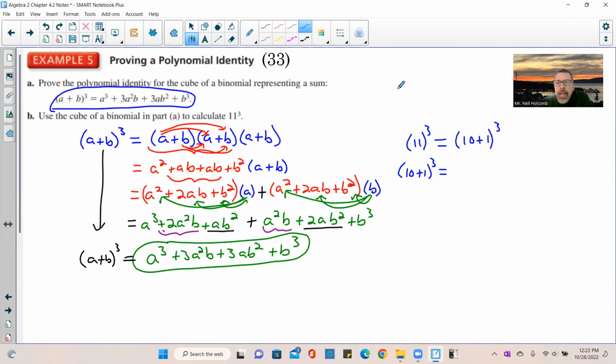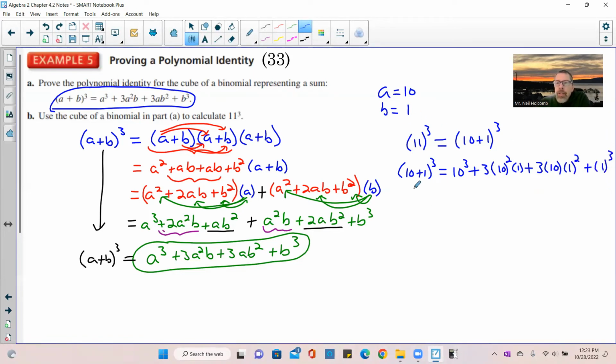So in this case, I have a equals 10 and b equals 1, right? (a plus b) cubed is going to equal a cubed. Well, a cubed is 10 cubed. Then it's going to be plus, I'm just following this, or we can look up here, 3 times a squared b. 3 times a, which is 10, squared times b, which is 1, plus, now we're here, and it's 3ab squared. So 3 times a times b squared, and then finally plus b cubed, and my b is 1, 1 cubed.